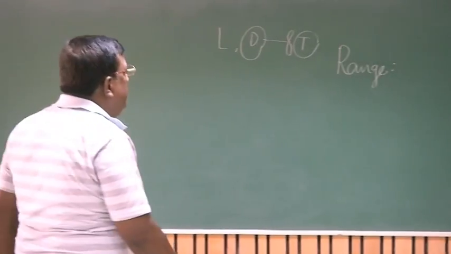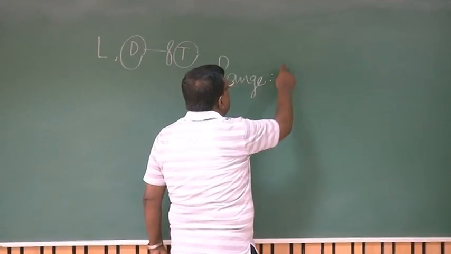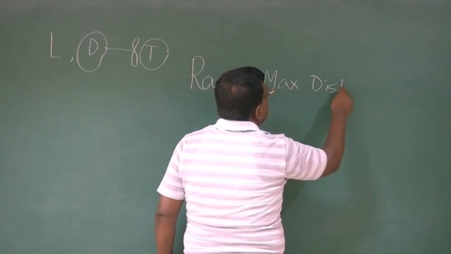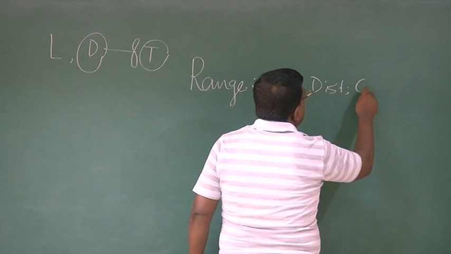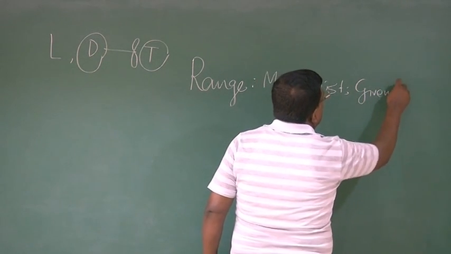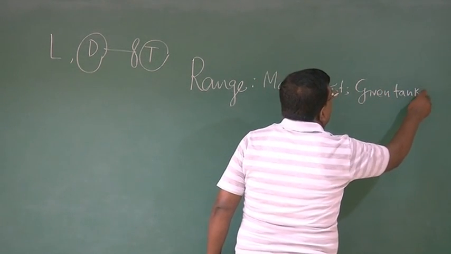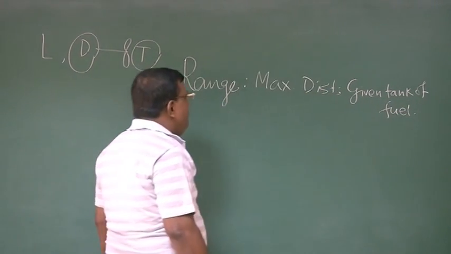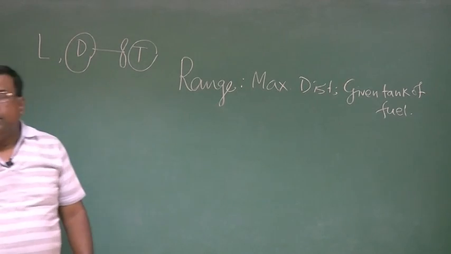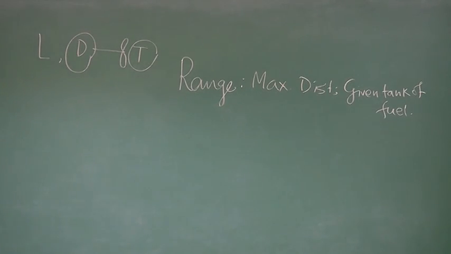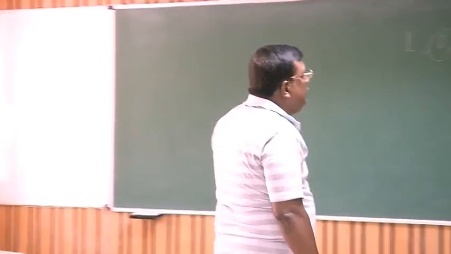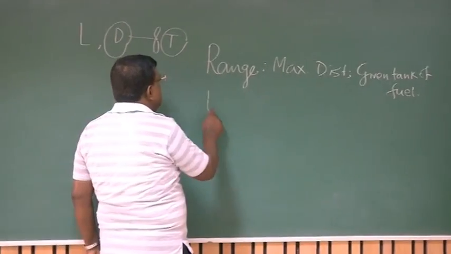That is range. It is the maximum distance for a given tank of fuel, right? Similarly, I also may be interested in staying for a larger time in the air, which we call loiter, right? There we define a term called endurance.